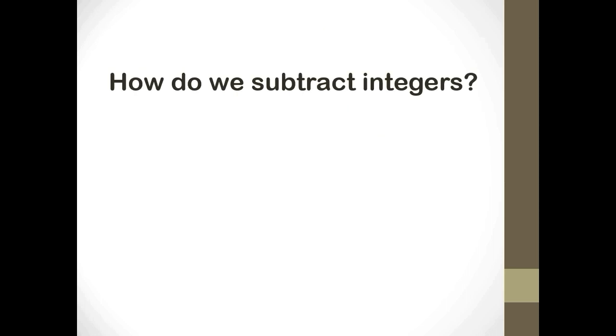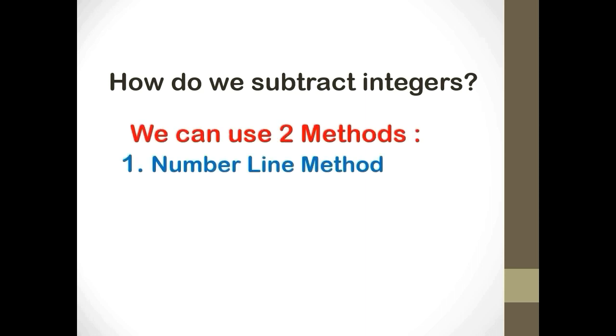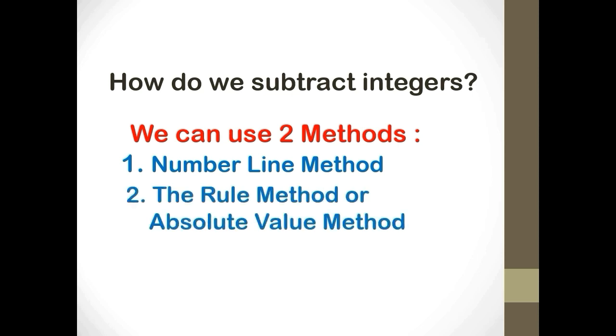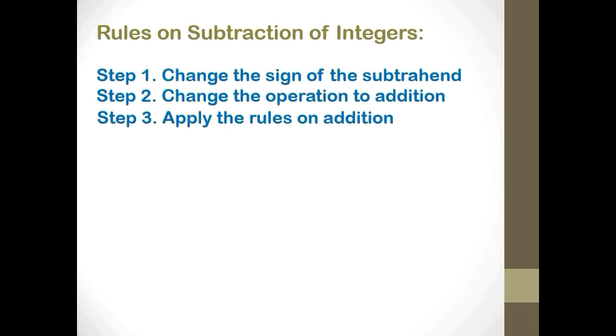This time, we will discuss how to subtract integers. There are also two methods that we can use. The number line method and still the rule method or the absolute value method. In the subtraction of integers, there are 3 steps that we should follow. So first, we should change the sign of the subtrahend. Second, we change the operation to addition. And lastly, we apply the rules on addition of integers.